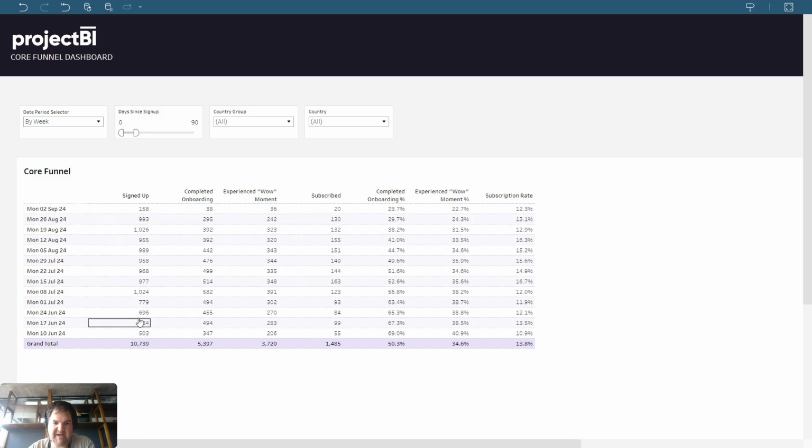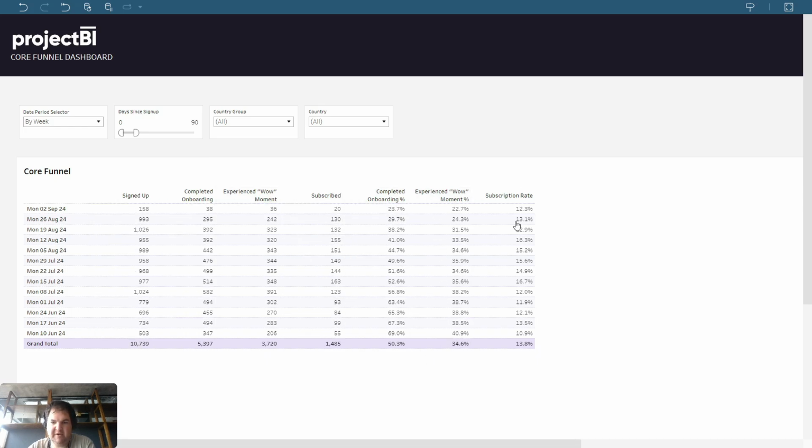So signed up is our starting point, and that's going to give us the total number of individual users or businesses. If we're B2B, we're not counting individuals, we'll be counting businesses, but the concept's the same. So this is going to give us how many we have in the cohort to work with. This is important because if this number was very low, then we're not going to get much statistical significance to track them throughout the core funnel. So that's why we need the absolute values.